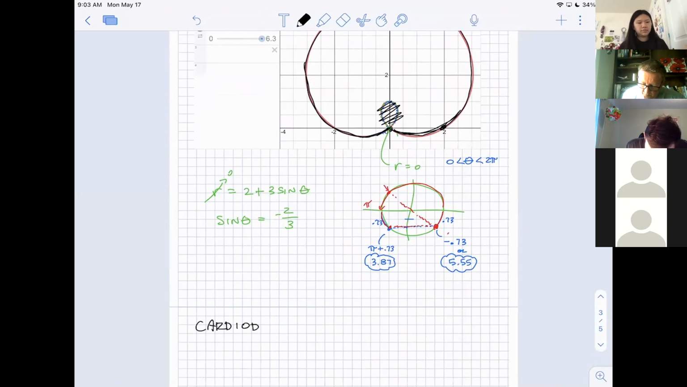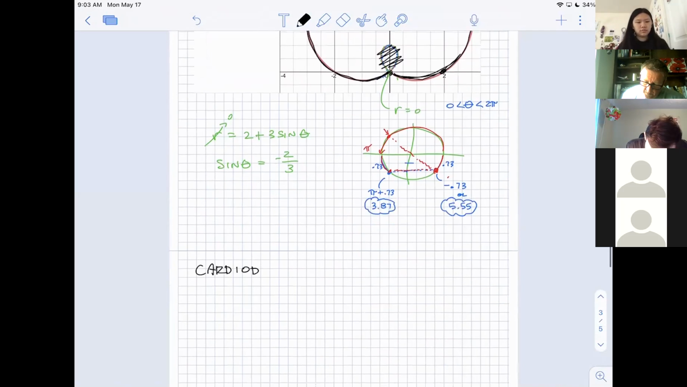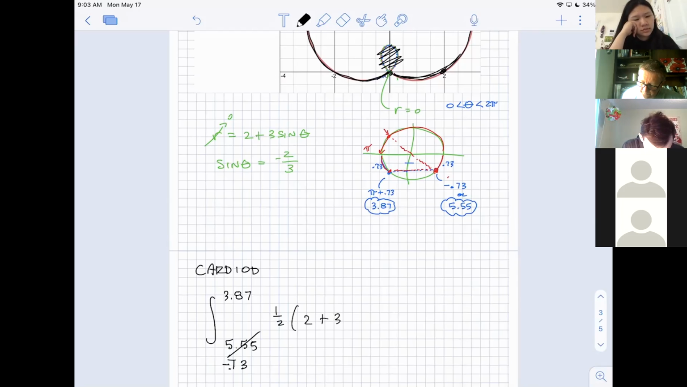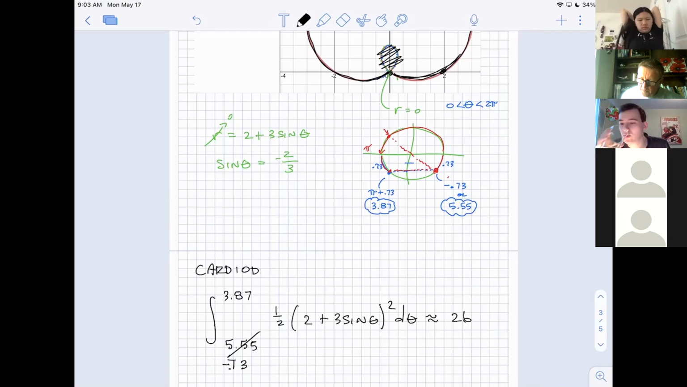So the cardioid portion, as it turns out, we thought it might go from 5.55 to 3.87, but that didn't work. And so we said, oh, we've got to rename that to negative 0.73. And then it did work. So cool. Again, cheating in Desmos. Okay, well, let's just make up something new now.